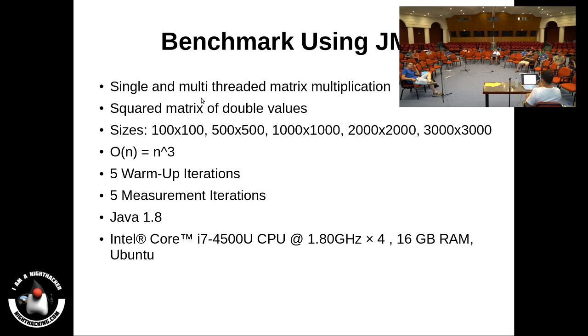So what we are benchmarking is single and multi-threaded matrix multiplication with squared matrices of double values. I have used different sizes: 100 by 100, 500 by 500, 1,000 by 1,000, 2,000 by 2,000, and 3,000 by 3,000. The algorithm complexity for matrix multiplication is n to the power of 3. So in the first case, we have a million operations. In the second case, about 125 million operations. When we have 1,000 by 1,000, we have a billion operations. 2,000 by 2,000, 8 billion operations, and 3,000 by 3,000, we have 27 billion operations.